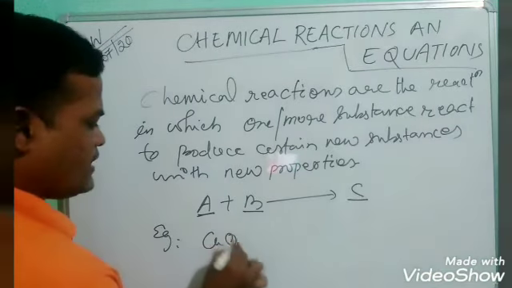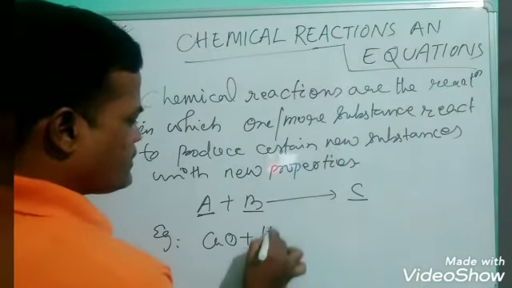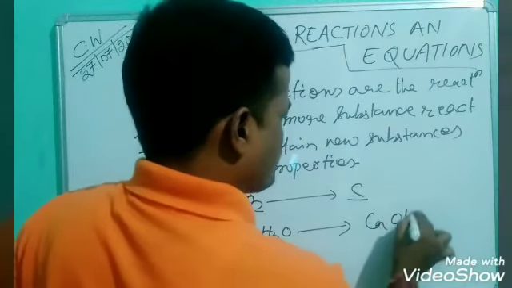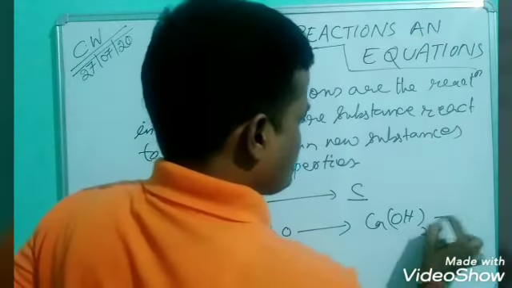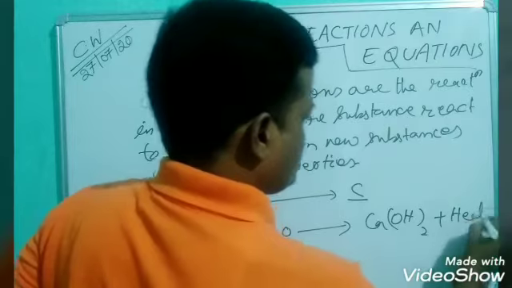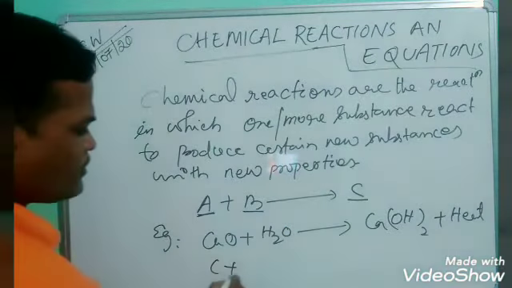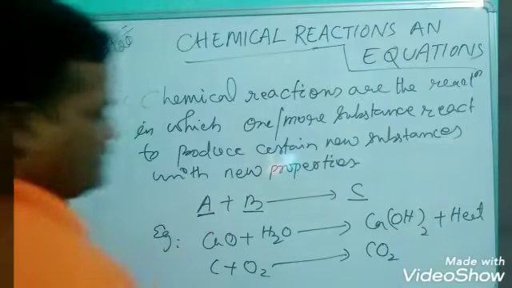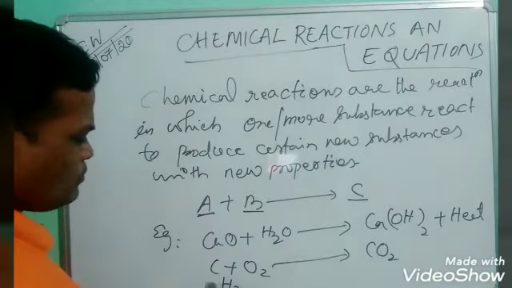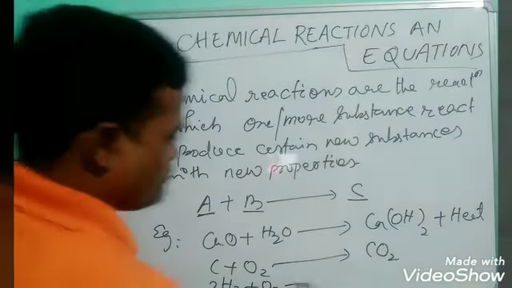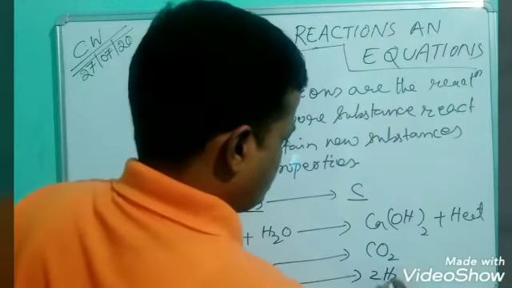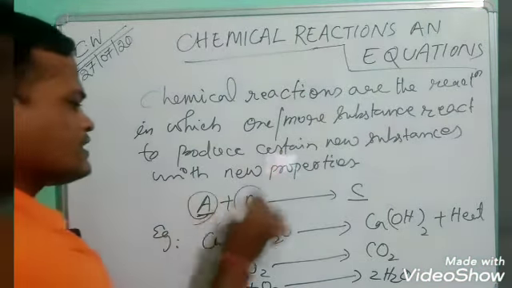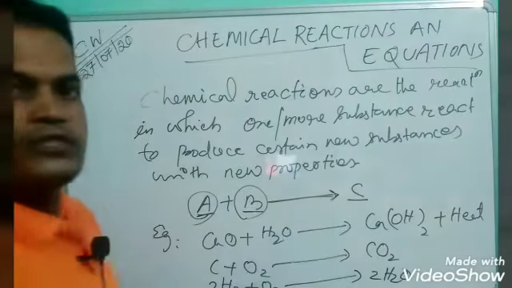When calcium oxide reacts in the presence of water, it gives rise to calcium hydroxide plus heat. When carbon reacts in the presence of oxygen, it gives rise to carbon dioxide. H2 reacts with O2 producing H2O. These are called chemical reactions in which one or more substances combine forming certain new substances. Okay.